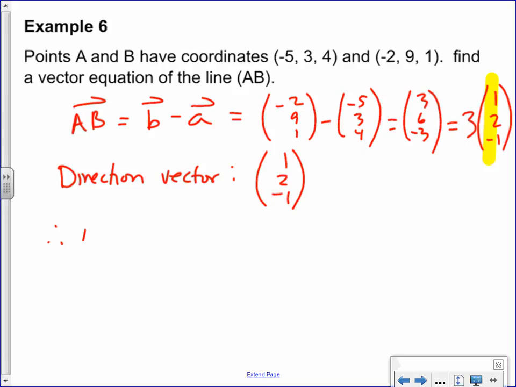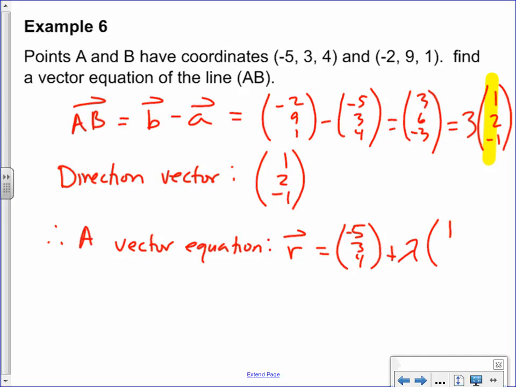So, a vector equation could be 5, negative 5, 3, 4, plus lambda 1, 2, negative 1.